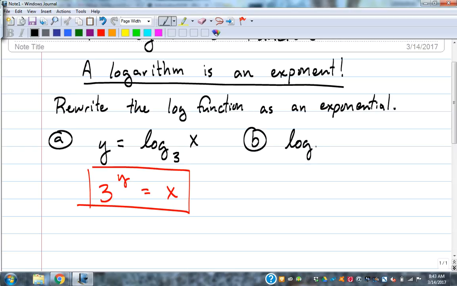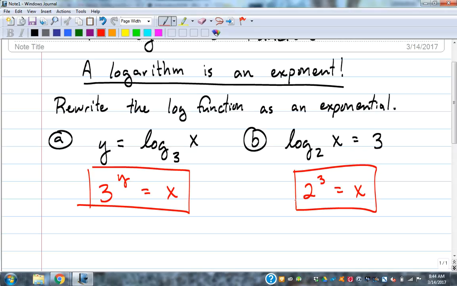Log base 2 of x equals 3. So rewriting this as an exponential. The base is 2. The exponent is x or 3? 3, because that's what the log is equal to. So 2 to the third equals x. That's right. The base is the base of the log, and what it's equal to is the exponent.